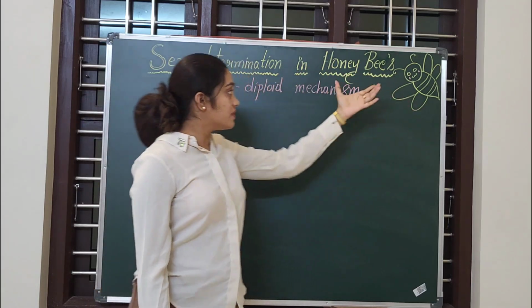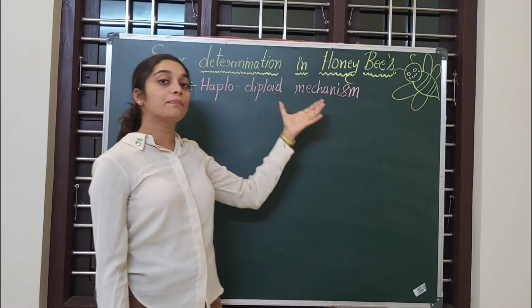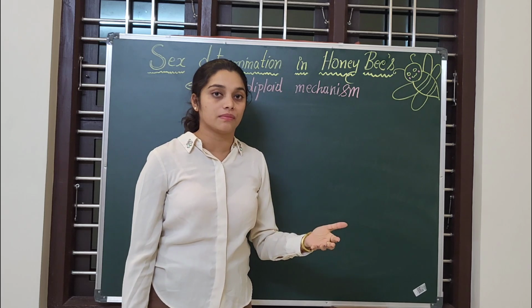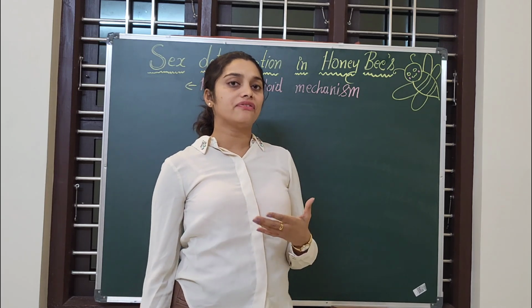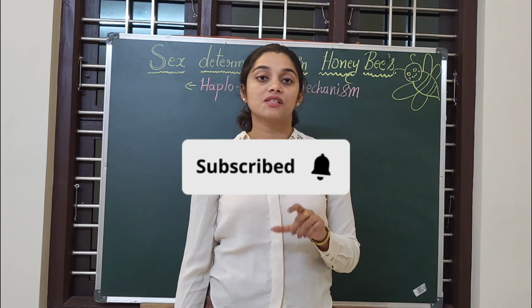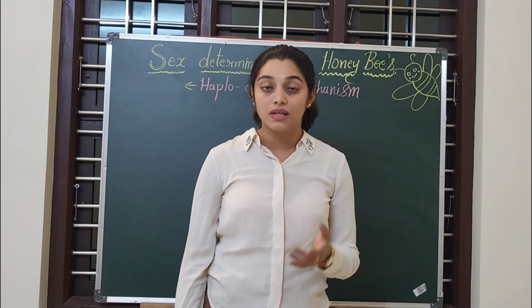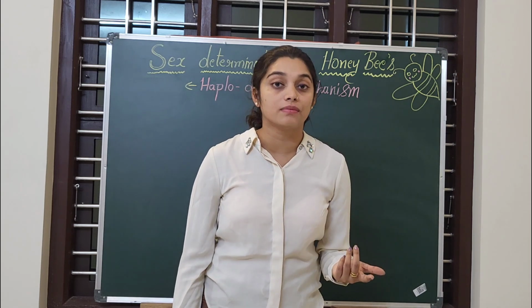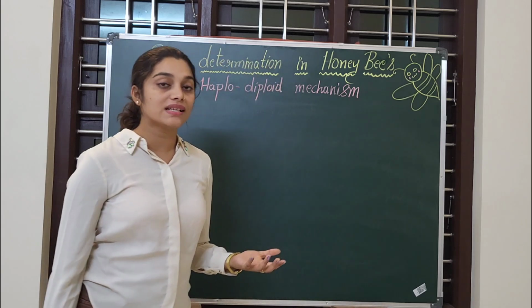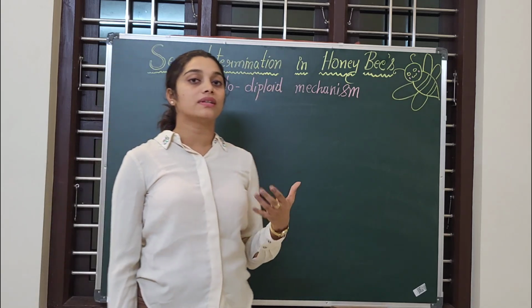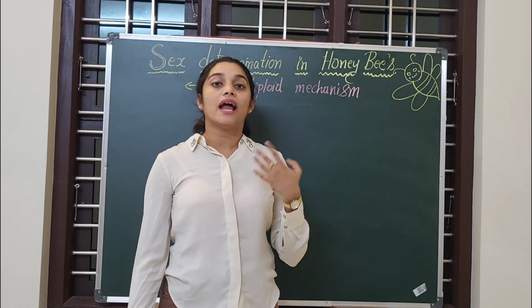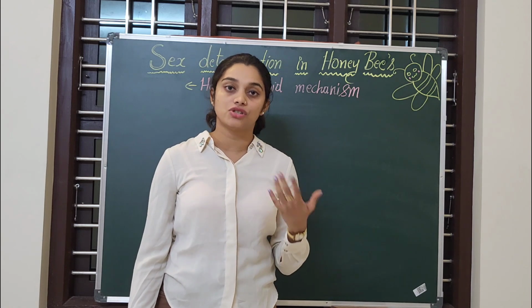In honeybees, which is also termed the haplodiploid mechanism of sex determination. So how do we identify the sex of any organism? This is based upon the sex chromosomes that are present in an organism. Sex chromosomes are also termed allosomes. In today's lecture, I will be describing the types of honeybees that are present and how we determine the gender of it.